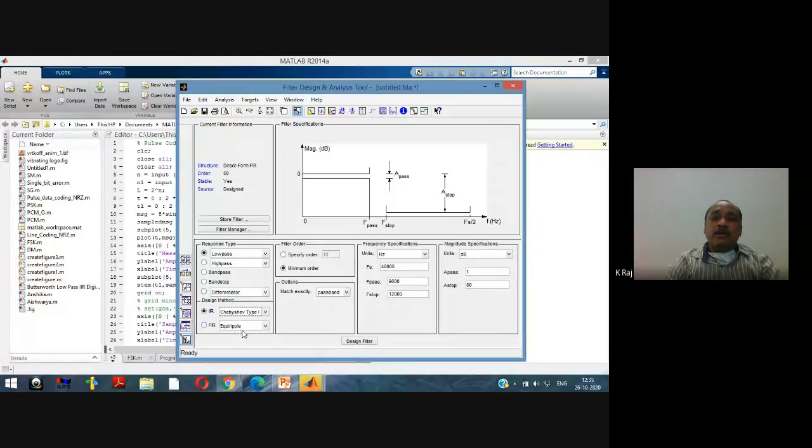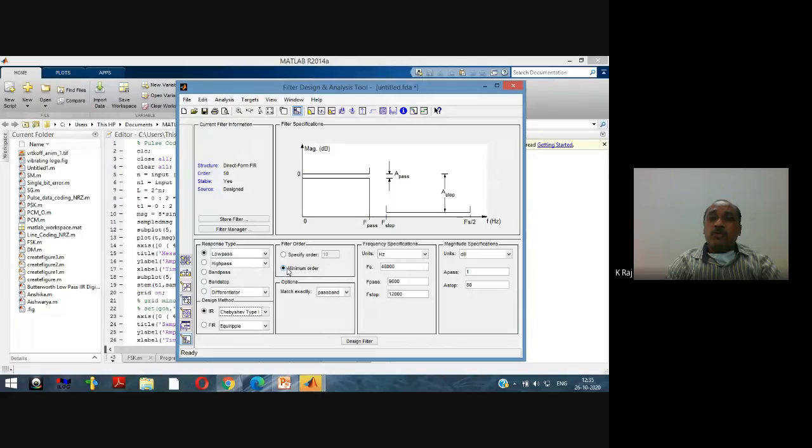Similarly, we can select another type of approximation method, that is the Butterworth, Chebyshev type 2, elliptic, or any minimum least square method. Whatever the method is, we can select it here. Now, the second one is the minimum order, that is, for the given specification, what is the possible minimum order. For that purpose, we have to select the second option here.